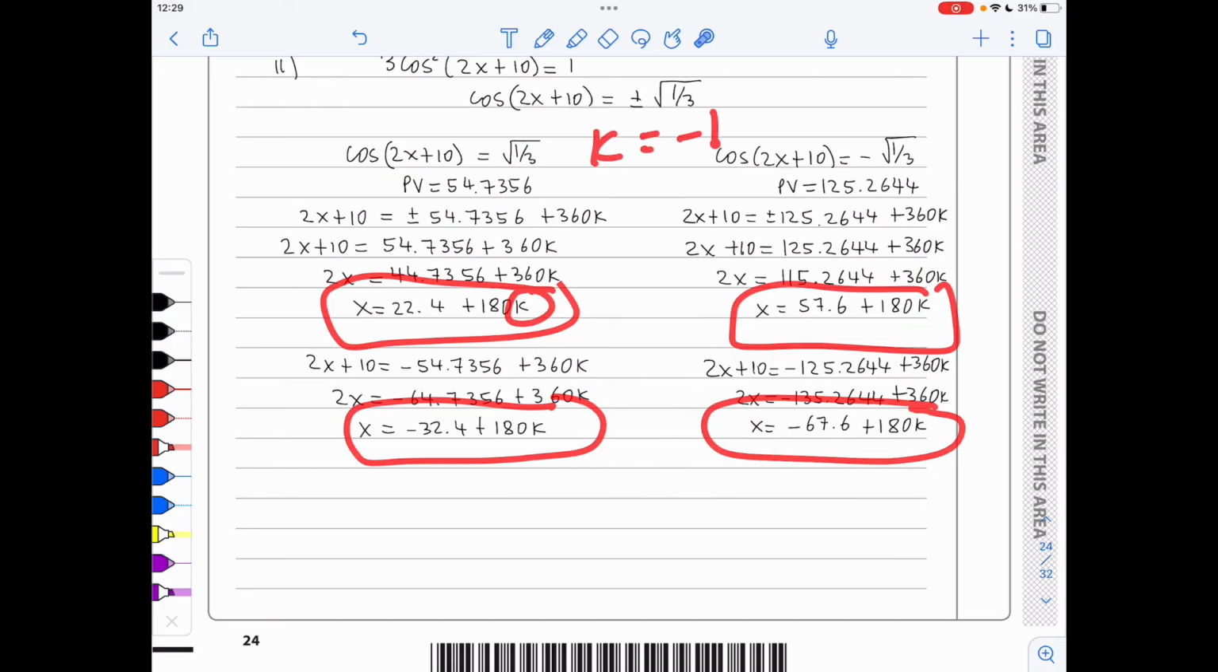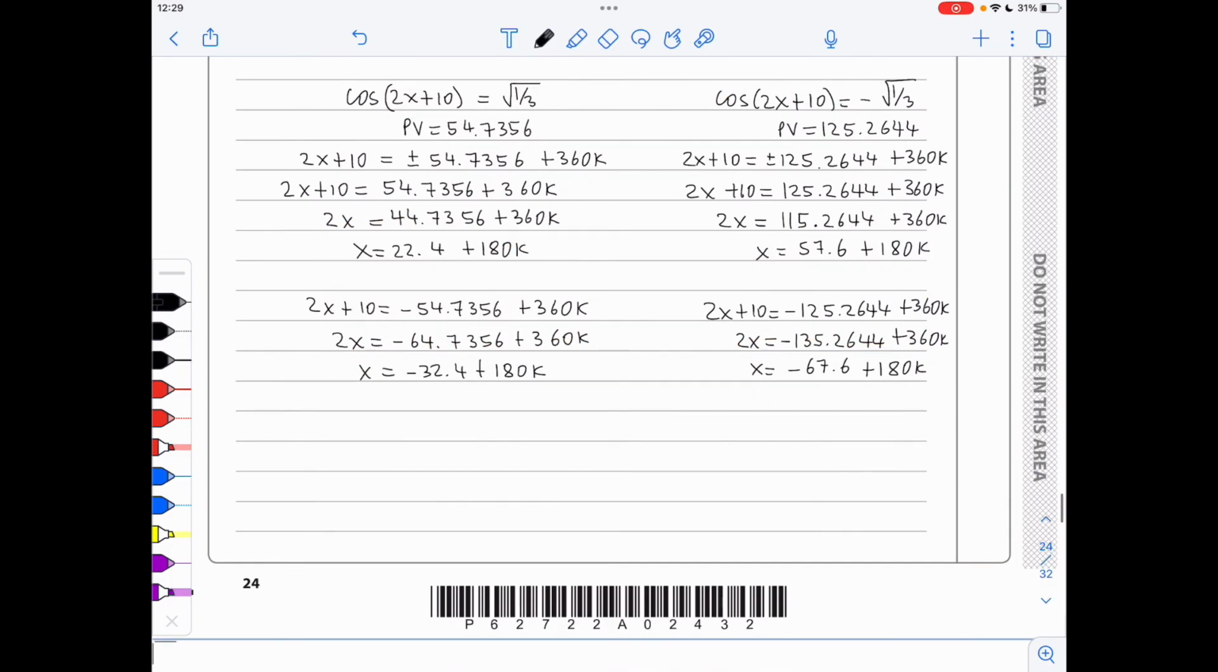It could be negative, it could be 0, it could be positive. If you substitute in values for k, you get x is 22.4 and 57.6. These are the only solutions between 0 and 90.